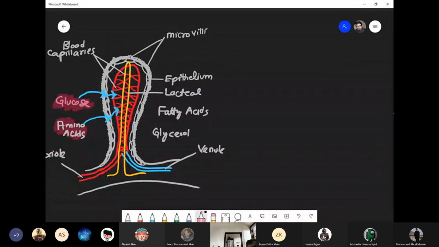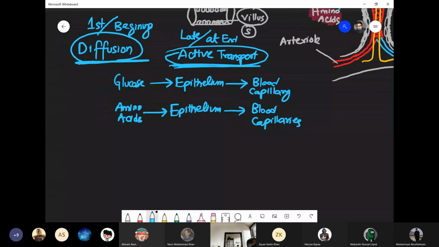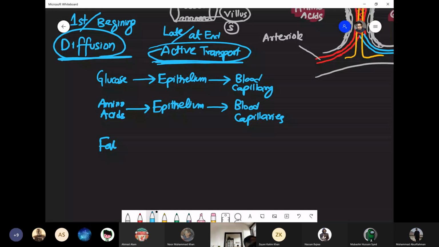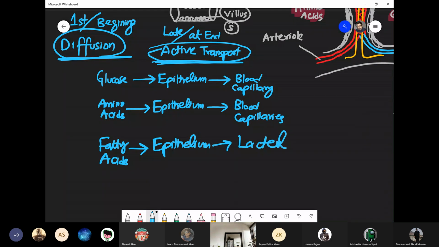Next, we are going to talk about fatty acids and glycerol. Now, please pay attention. This is very, very important. These fatty acids will also first be absorbed into the epithelium, but then they do not go into the blood. Then they go into the lacteal. So remember, boys, let me write over here that the fatty acids first go into the epithelium and then they do not go into the blood, they go into the lacteal.